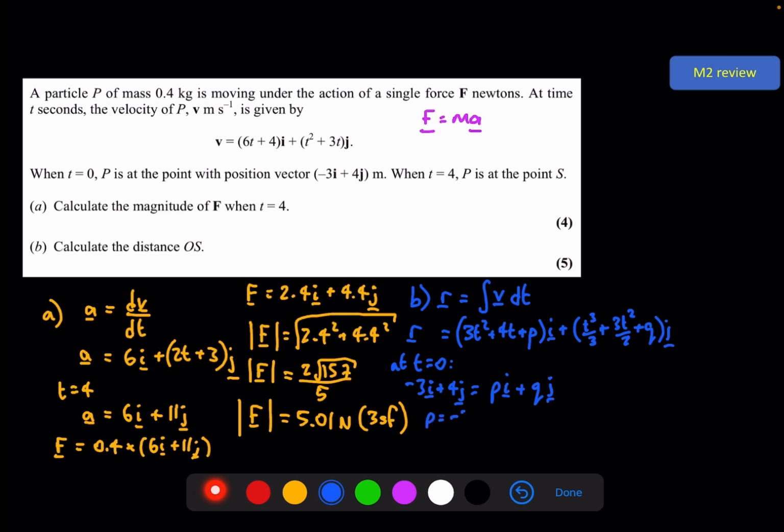So p is equal to minus 3, q is equal to 4, and our final position vector is (3t squared plus 4t minus 3)i plus (t cubed over 3 plus 3t squared over 2 plus 4)j. But that's not what the question wants. The question wants the distance from O to S. Assuming this is the position vector from the fixed point O, then we need to know the position vector at S, which is when t is equal to 4.